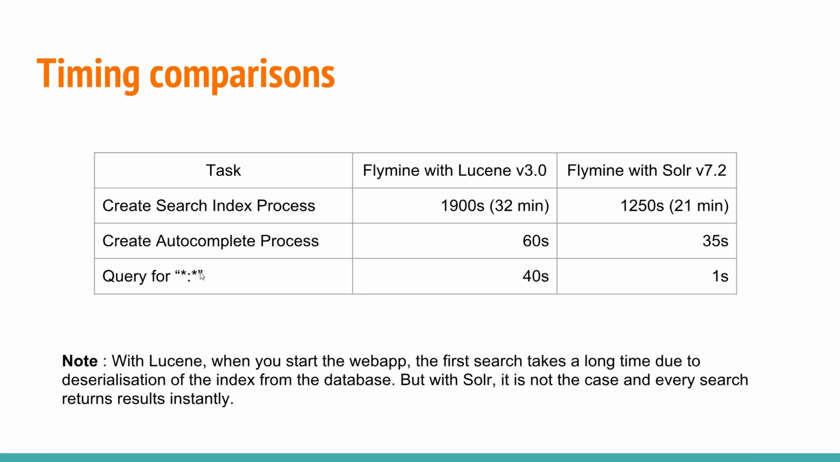This is a special keyword so that you can retrieve all the results in a mine, all the data in a mine. When you do this query in FlyMine with Lucene, it takes around 40 seconds. That's too much. But with Solr, it takes only about 1 second.